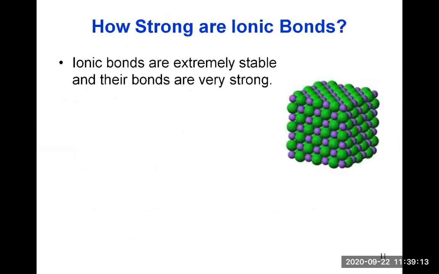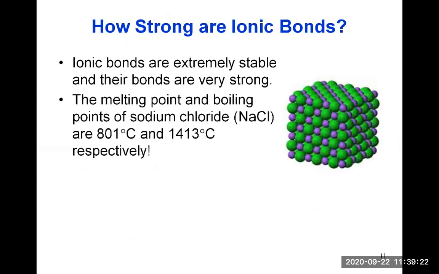So how strong are ionic bonds? Ionic bonds are extremely stable and their bonds are very strong. Let's look at the boiling point and melting point of sodium chloride to see how strong this is. The melting point for salt is 801 degrees Celsius, and the boiling point is 1413 degrees Celsius, which are very high temperatures. So that means you need to bring a lot of energy to break the bonds between chlorine and sodium, which justifies the fact that this bond is very strong.